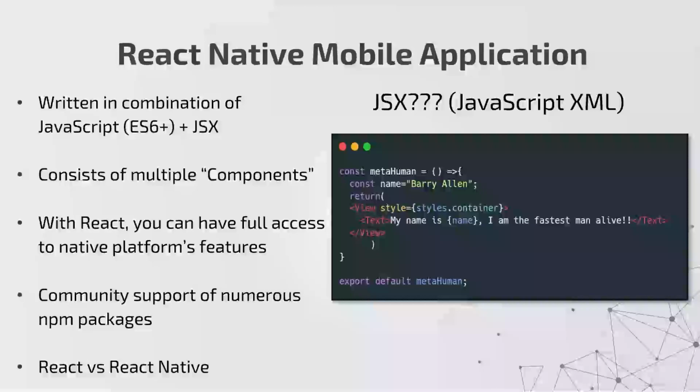With React Native, you can have full access to the native platform features. You can access the camera APIs and all the sensors while having your application developed in JavaScript. As I mentioned earlier, React Native has been around for 9 to 10 years now, and the React Native community is very huge. You have numerous npm packages for all of your functionality. You will find most of these packages online on npm.js.